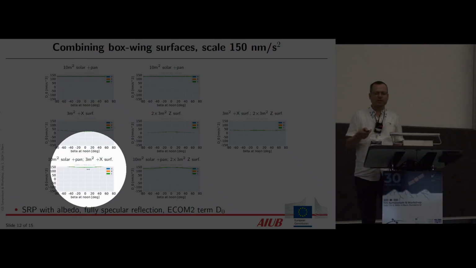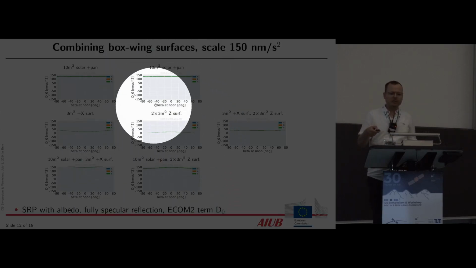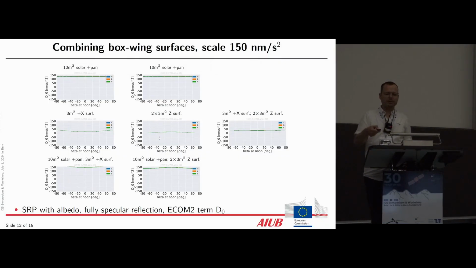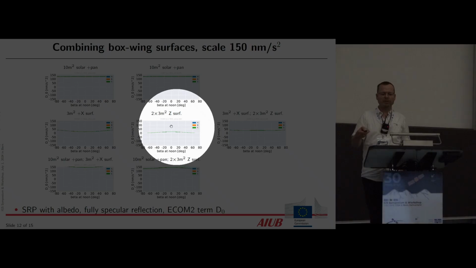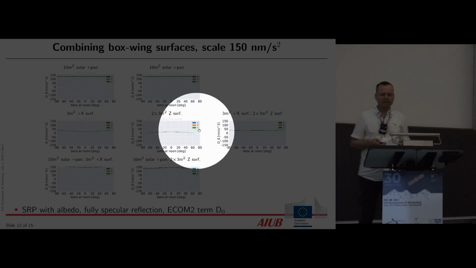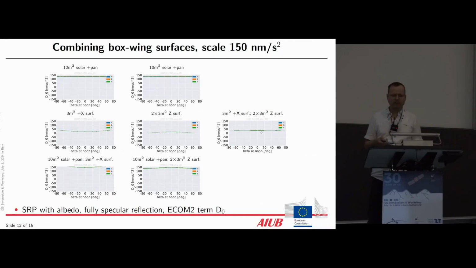The same situation here, center column for solar panel and C surface, and then also the same question for here, for the plus X and the C surface. Does the addition of this graphically add up to this combined simulation here? And it holds quite well. So this was for the D0 term of the ECOM2 model.